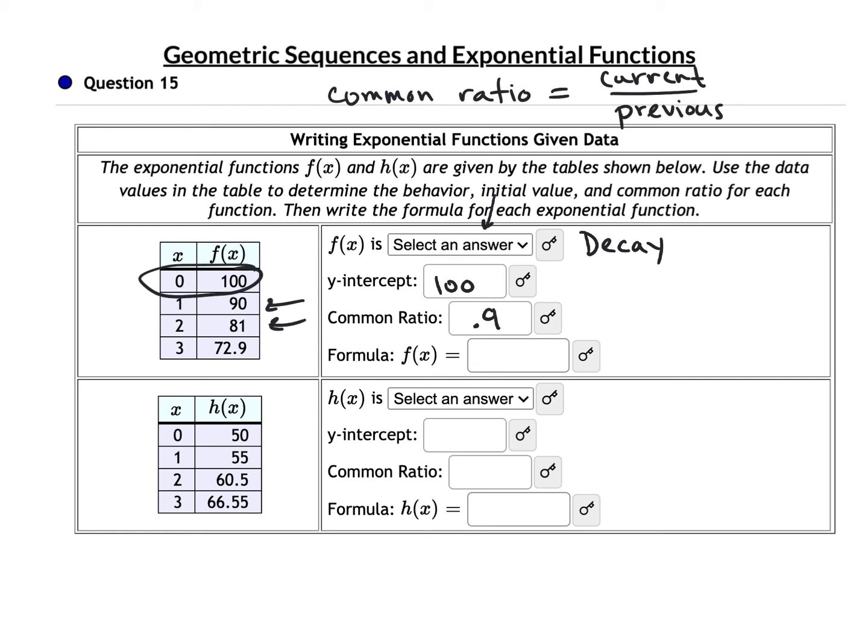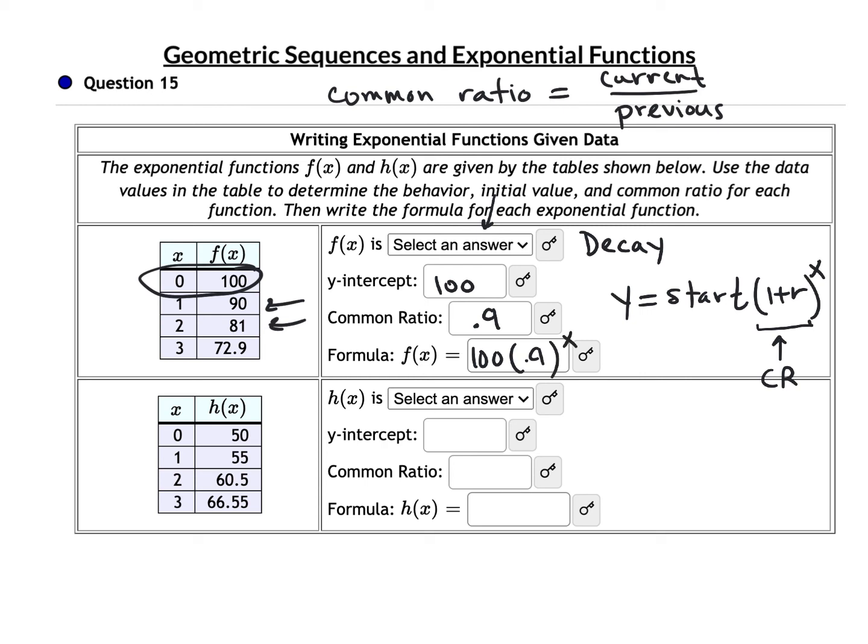90 divided by 100 is also 0.9. What is the formula then? We know that it's y equal the start times 1 plus r to the power of x, where 1 plus r is the common ratio. Y equal 100 times 0.9 to the power of x.